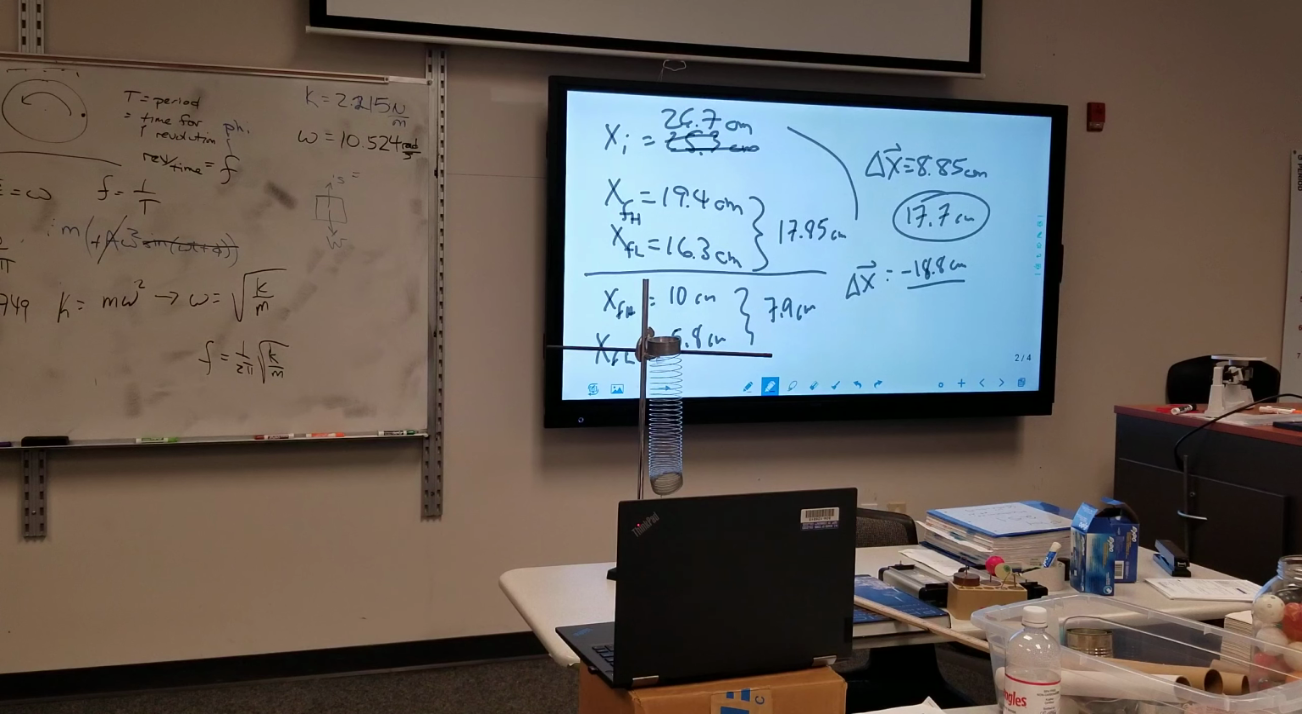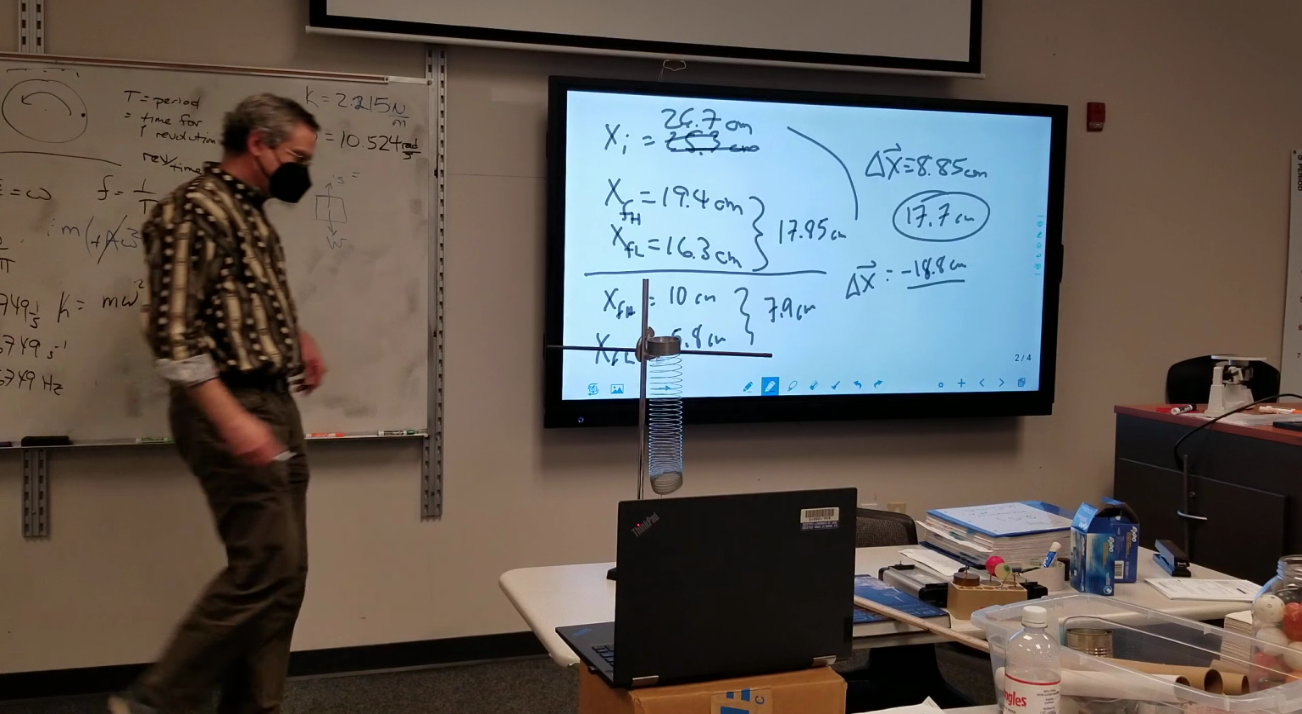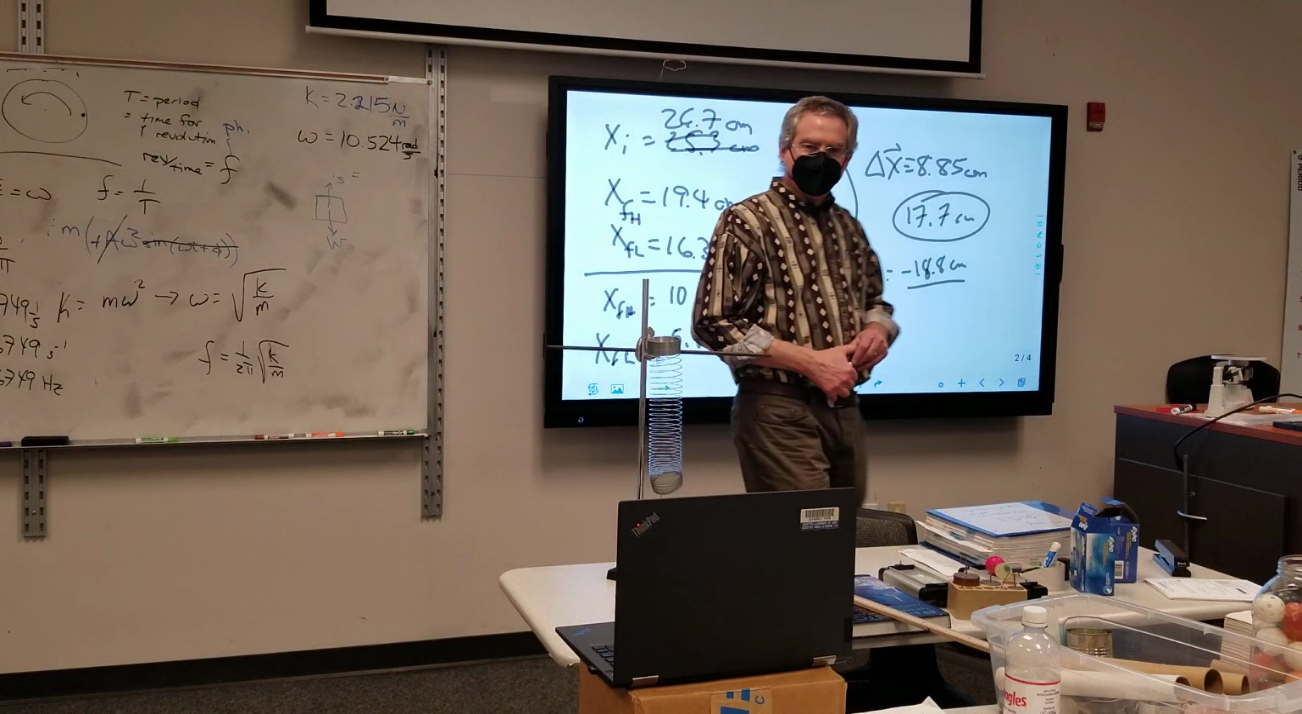Radians per second. Whatever seconds. Which is the same as 1.6749 s to the negative 1 for that method, or 1.6749 hertz. Oh, okay, I remember that from chemistry.